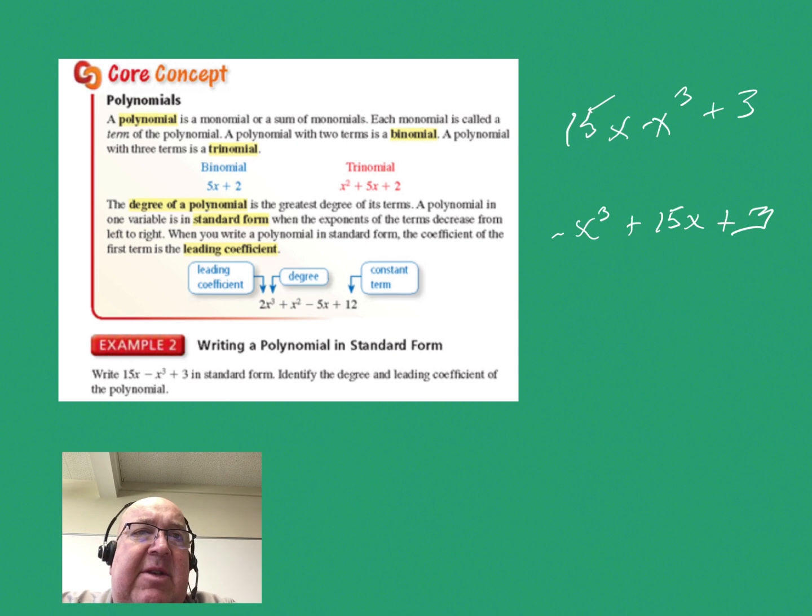So the degree is the number of the exponent. So in this case, the degree is 3. The leading coefficient, even though there's not a number, is -1 because anything that's 1 is just understood. You don't need to rewrite it. I think that's all it asked for right there.